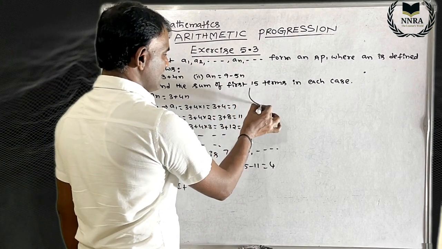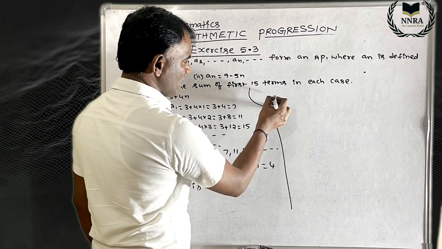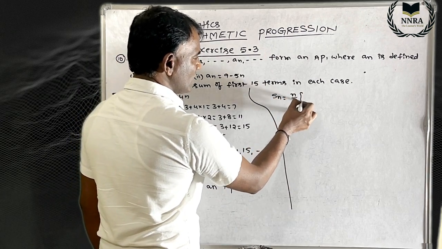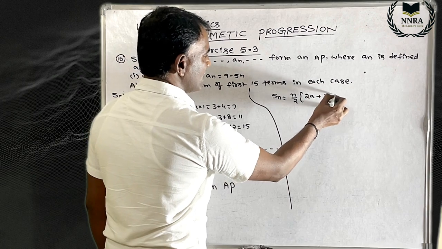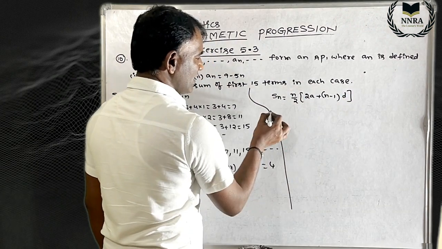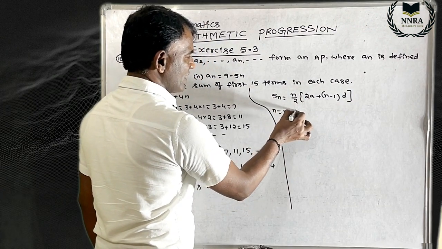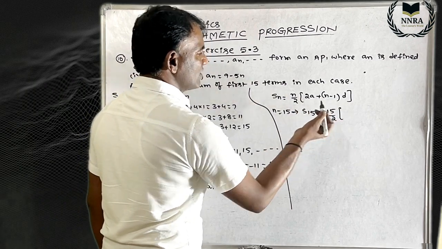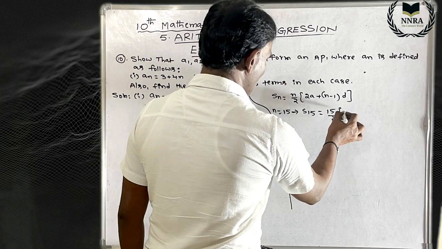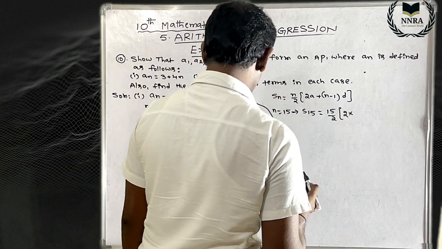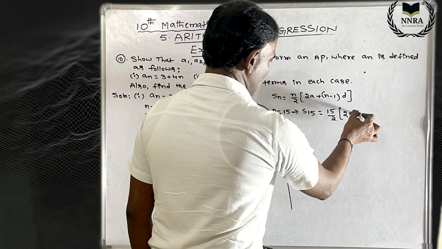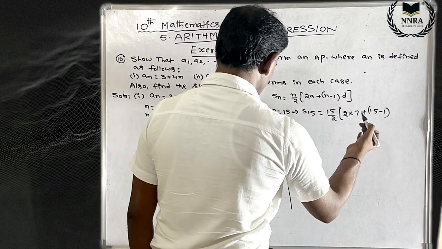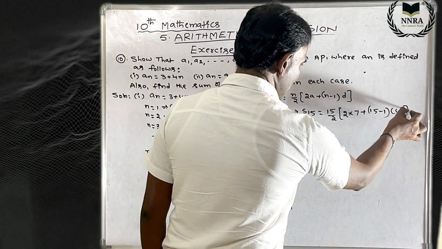Now we find S15, right? So first we write the Sn formula. What is that? n by 2 into 2a plus n minus 1 into d. And substitute n equal to 15. Then we get S15. How to write it? 15 by 2, then 2a, so 2 into what is a? a means first term 7, plus n minus 1, 15 minus 1, into d. So d is 4. Clear?